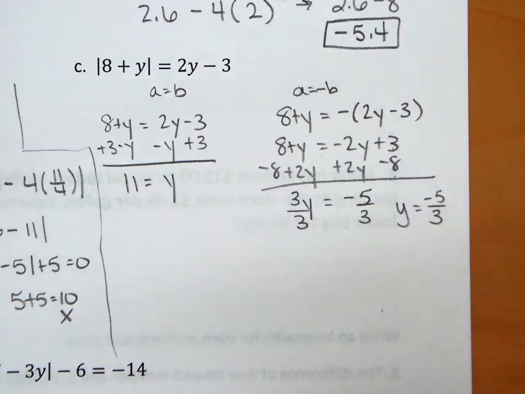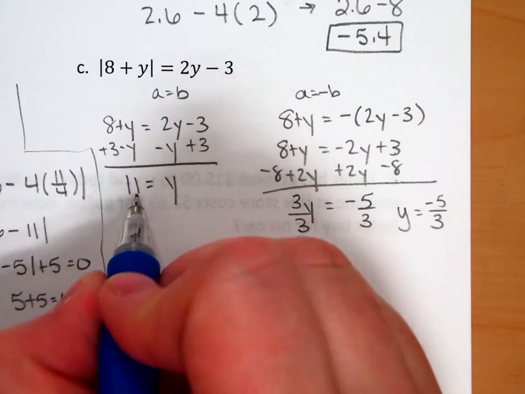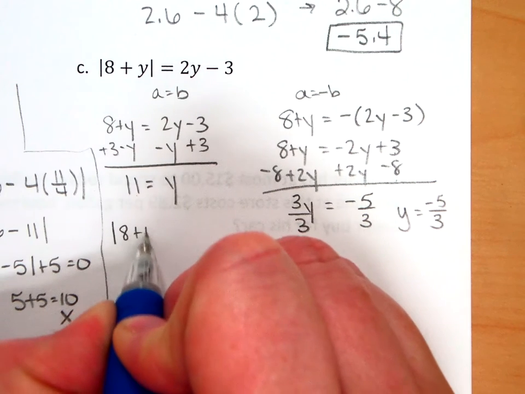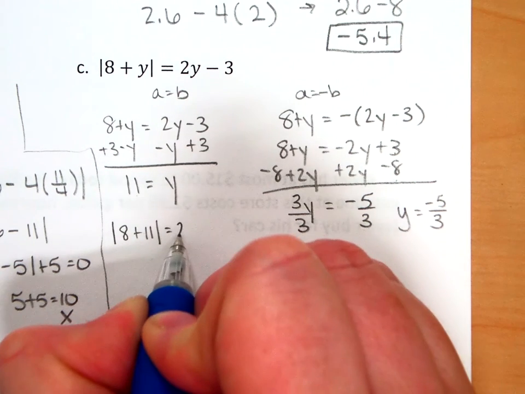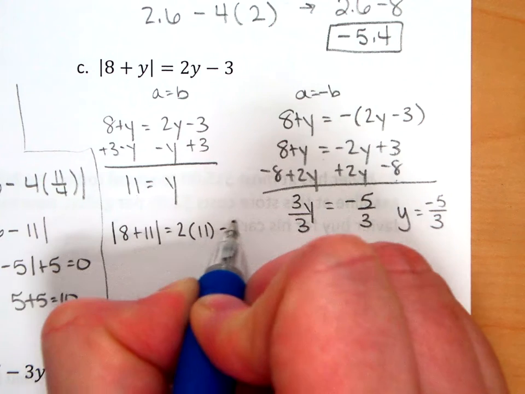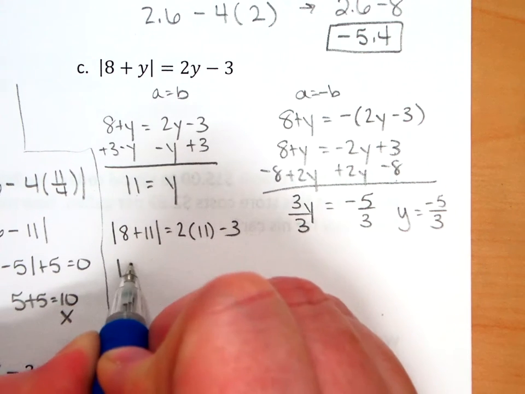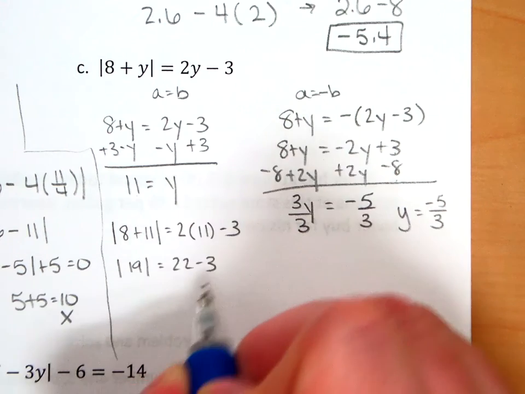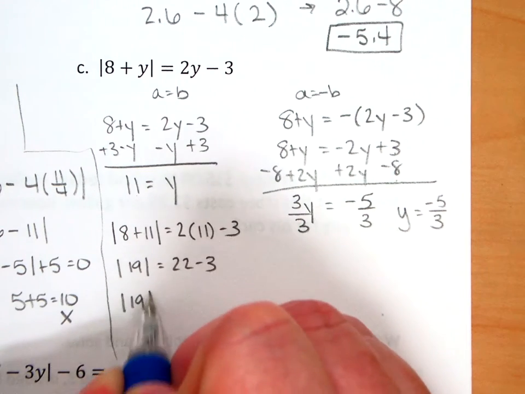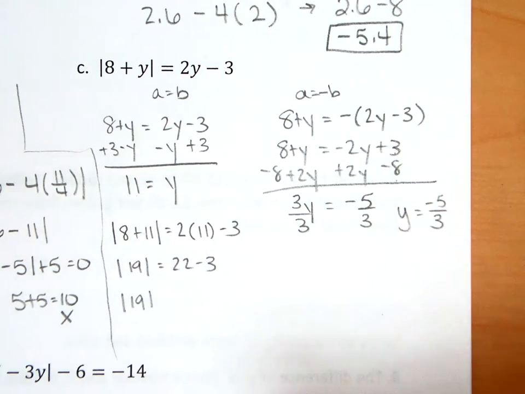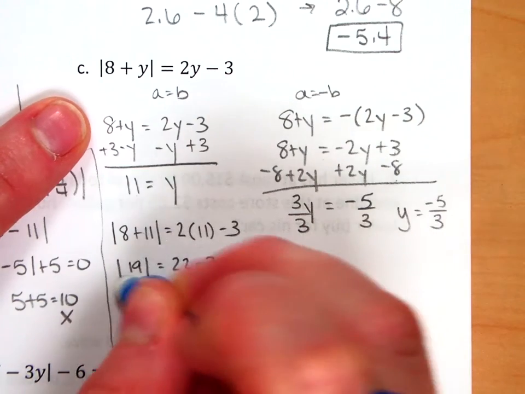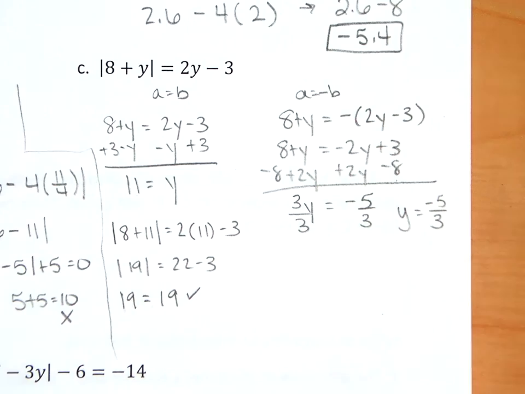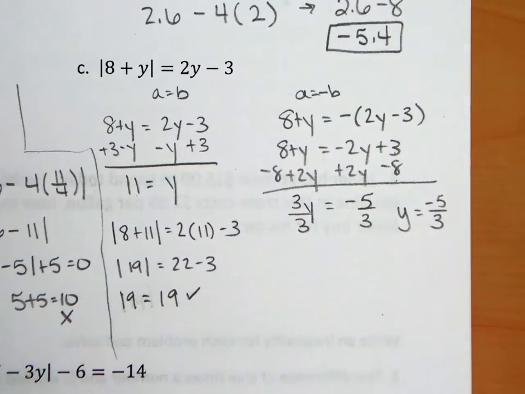Now don't discount my answers because one is negative. You got to plug it in to double check. The easier one to check first is going to be the 11. So the absolute value of 8 plus 11 equals 2 times 11 minus 3. This is the absolute value of 19 equals 22 minus 3. Absolute value of 19 is just 19. 19 equals 19. Works.